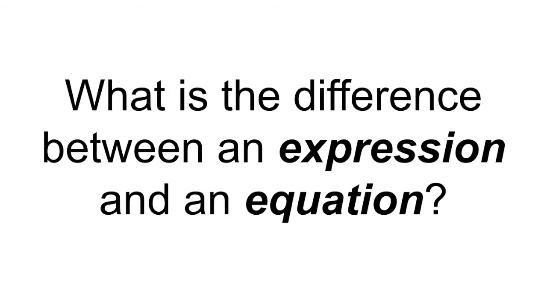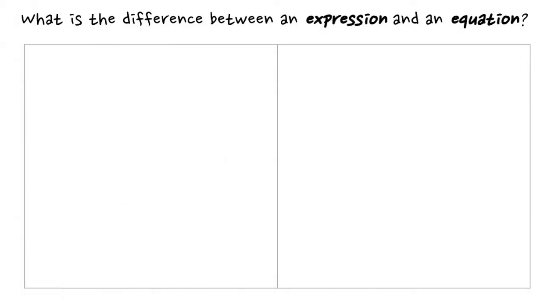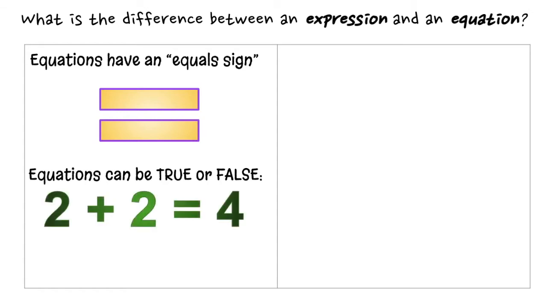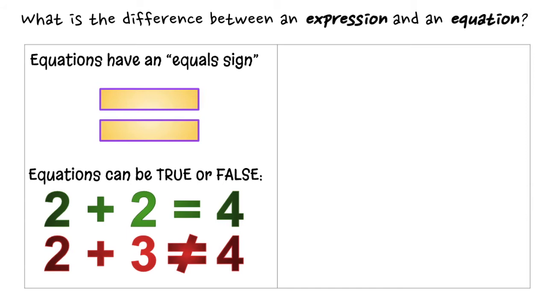With a quick lesson on what is the difference between an expression and an equation. Well, the biggest difference is that an equation will always have an equal sign. Another difference that we sometimes don't talk about is that equations can either be true or false. For example, this is a true equation. 2 plus 2 equals 4 because both sides of the equation have a value of 4 and it's equal on both sides. This equation, however, is false because the left side of the equation has a value of 5, whereas the right side has 4, and they are not equal.